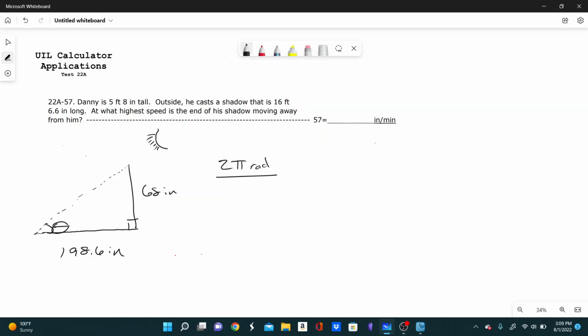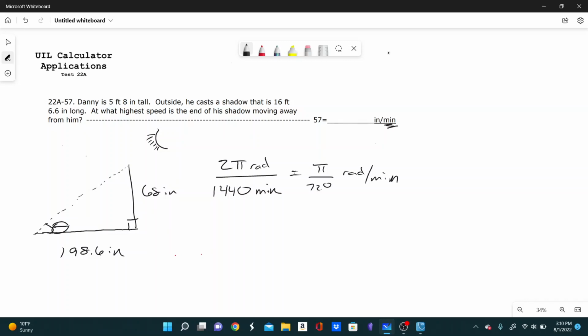And a day is also 1,440 minutes. I'm using minutes because that's what our answer needs to be in. So this will give us our angular velocity in radians per minute. So 2 pi over 1440 will simplify to pi over 720 radians per minute.